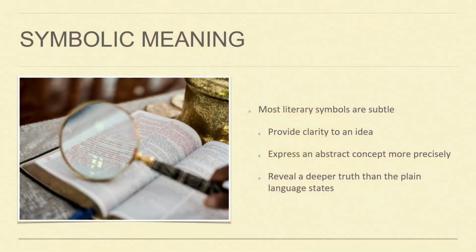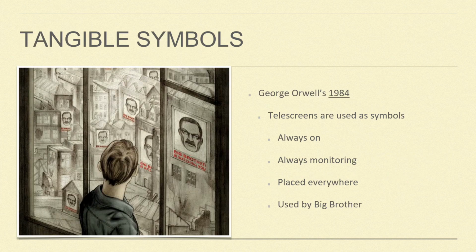They provide this aha moment that brings clarity to an idea, and they can express an abstract concept more precisely. Or they reveal a deeper, more substantial truth beyond the mere words on the page. A couple of tangible examples, and by tangible I mean it's like an actual object or a person. It's something that you can physically observe and touch, right?